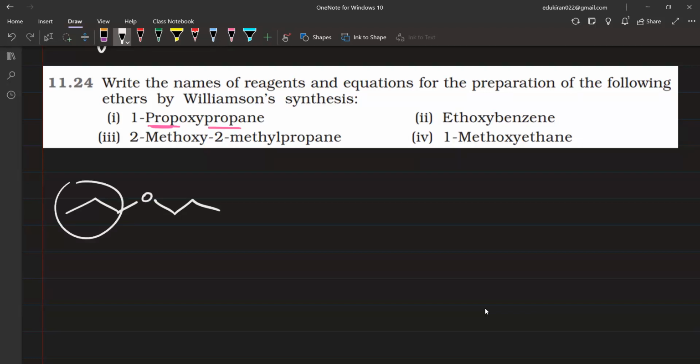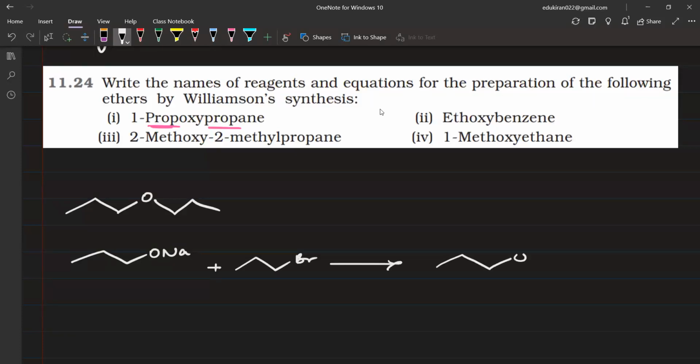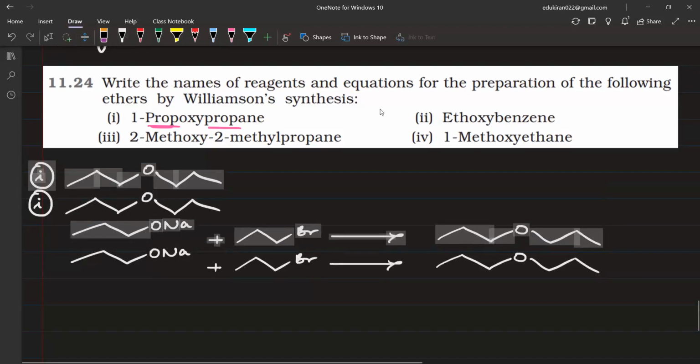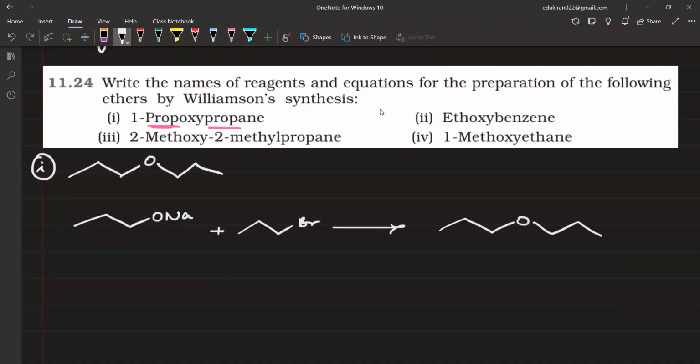You just have to identify which alkyl group should come from the alkoxide and which alkyl group should come from the haloalkane. Since it is symmetrical, you don't have to worry. The reaction will be: 3 carbons from the alkoxide and 3 from the haloalkane is going to give you propoxypropane. Is that done? Yes or no, tell me quickly. All of you understood this? Yes, sir. Nothing hard, right? Let's see the next one.